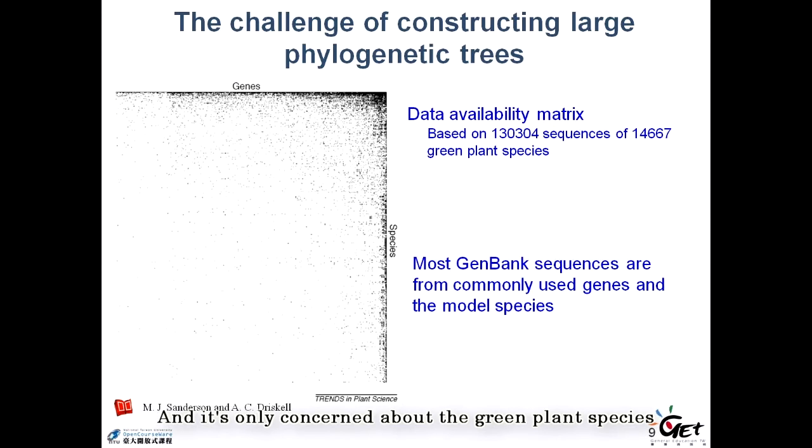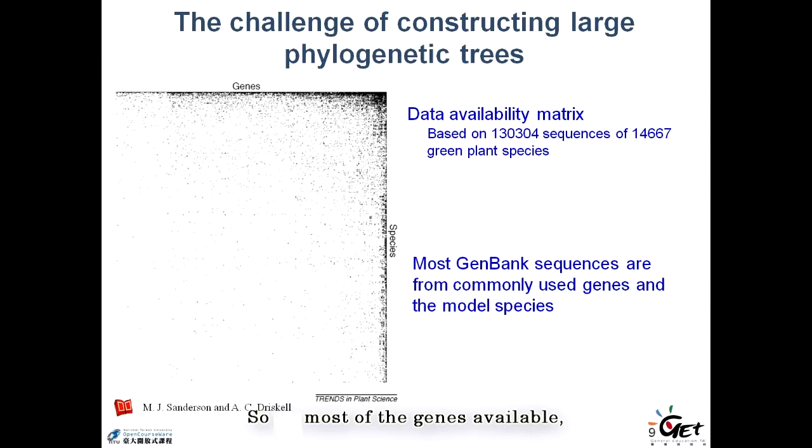And it's only concerned about the green plant species, and with 13,000 sequences from GenBank. And you will see the dots do not distribute evenly among this huge space. And they almost always concentrate on certain points. And over here are the model systems.